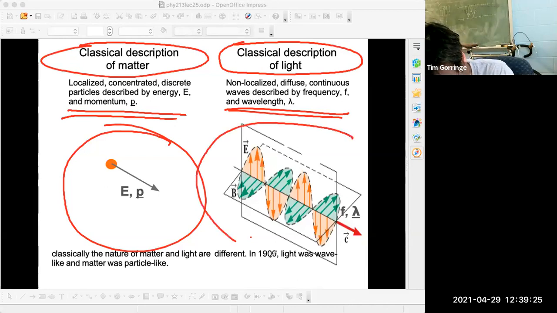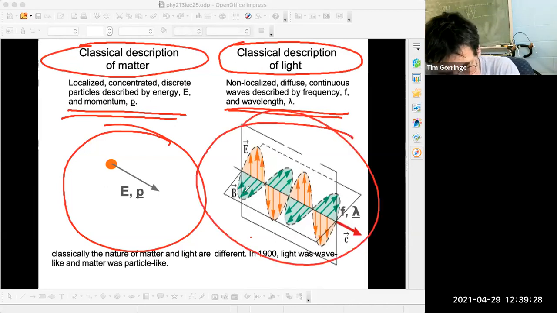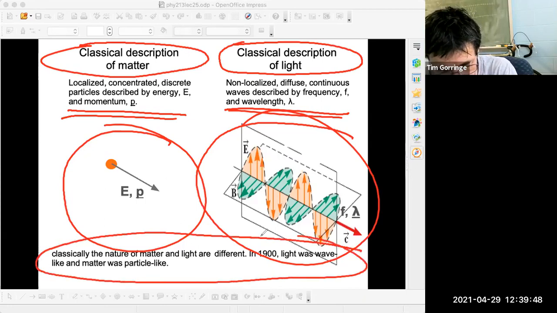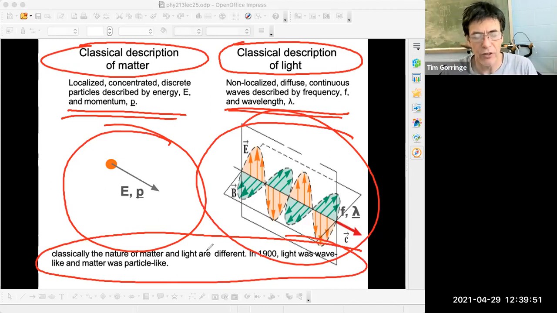And here's a picture of an electromagnetic wave. You've got an electric field oscillating in time and space. The magnetic field component is oscillating in time and space. And they're characterized by the frequency and the wavelength of those oscillations. And so in this pre-1900 picture of the universe as matter and light, the classical nature of matter and the classical nature of light are completely different. Matter's particles and light is waves.